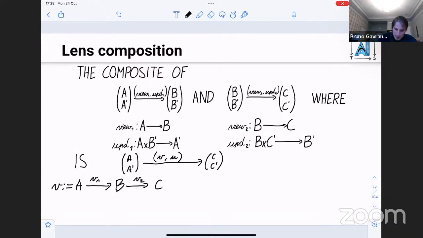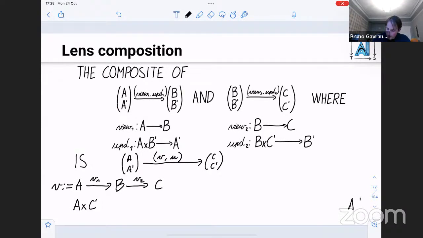but it becomes quite tricky when I have to define the backwards pass of this lens. So the backwards pass of this lens is going to be something of the type A times C prime to A prime. So it is A times C prime to A prime. The way we're going to define this is as follows. I'm just going to make this a bit more careful.